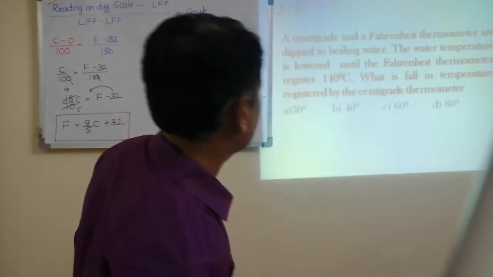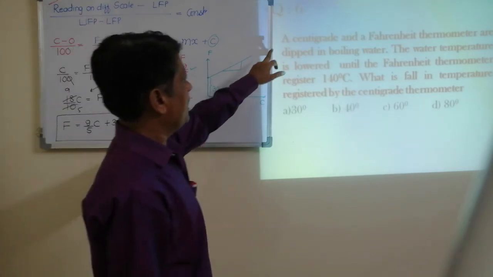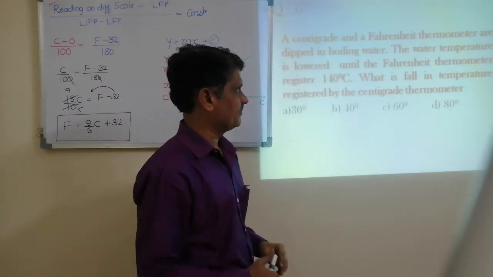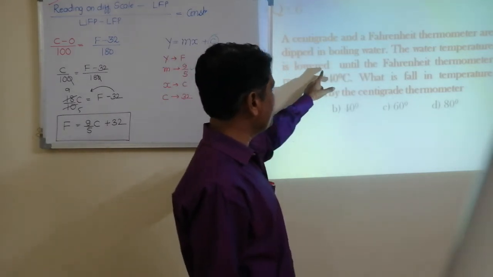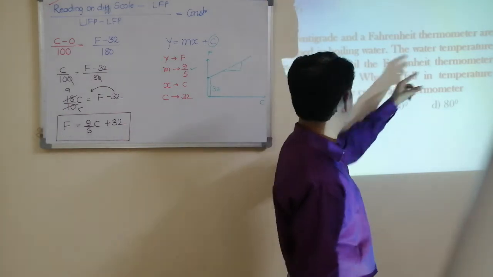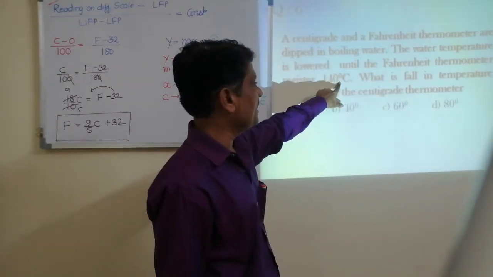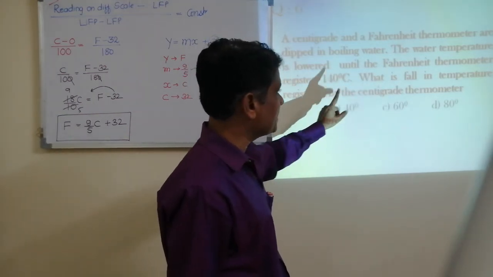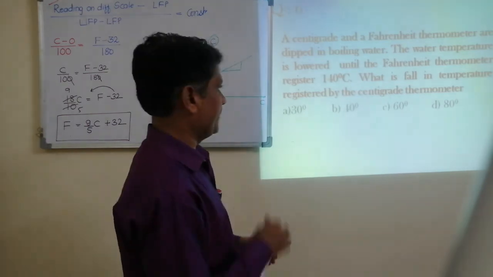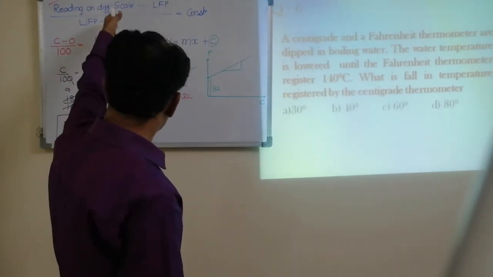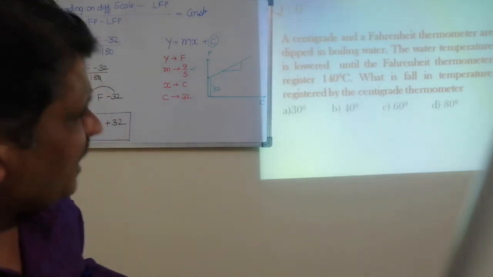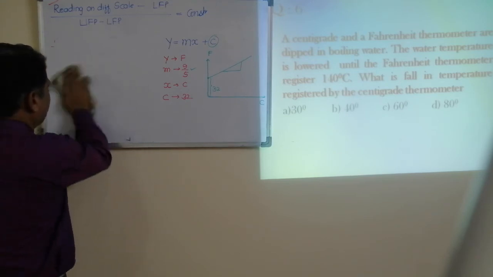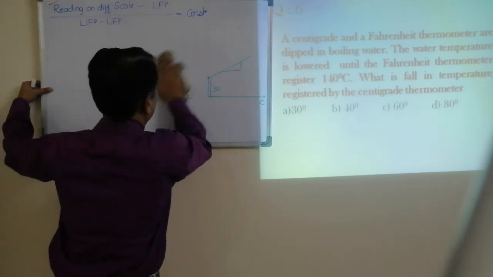Question number 6. A centigrade and a Fahrenheit thermometer are dipped in boiling water. The water temperature is lowered until the Fahrenheit thermometer registers 140 degrees. What is the fall in temperature registered by the centigrade thermometer? This can also be solved by the same method, but I'll change the method a little bit.